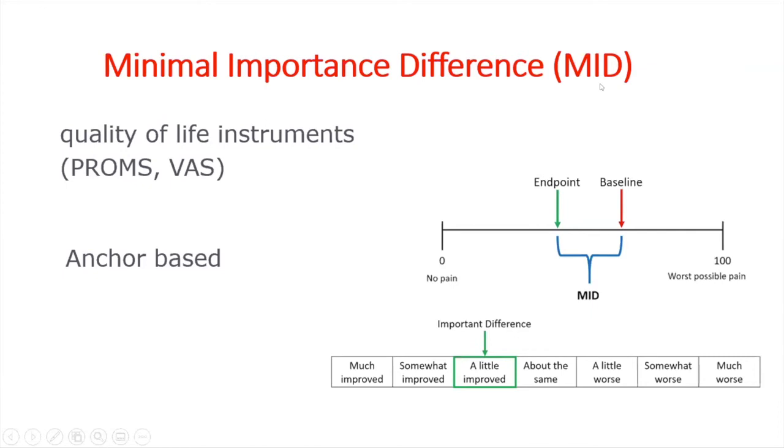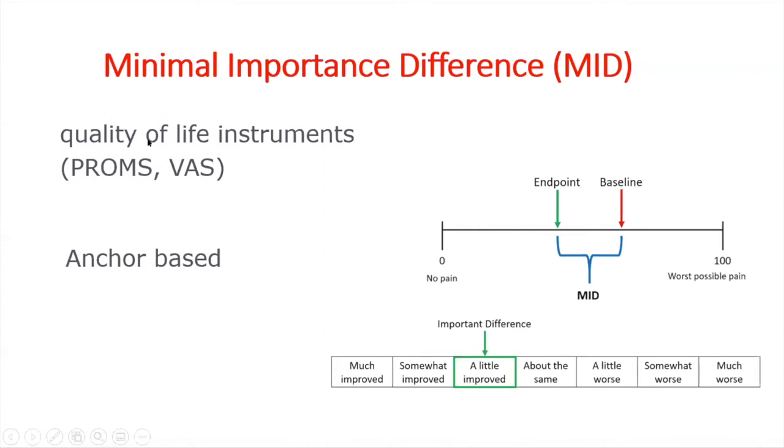So this is what we are interested in. If the VAS score remains here, the patient has not appreciated an improvement in their pain. And so therefore this difference or this score is what the patient understands as a little improved. Hence, this is an anchor-based improvement in quality of life instrument.